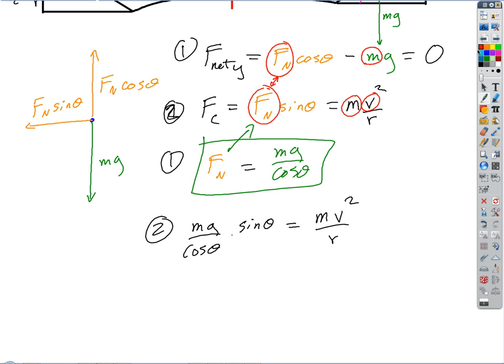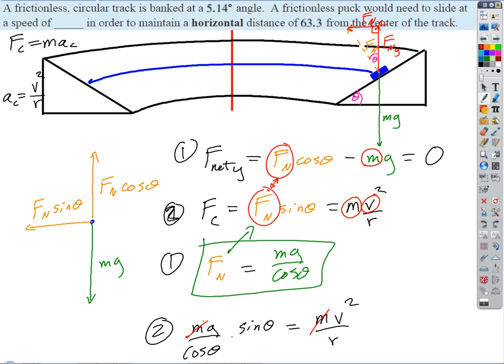Okay, but look what happened to my m's. They cancel, so we lucked out, right? We were able to cancel out one of the unknowns, and that's the physics gods' way of telling us what? We can do this. What are the physics gods telling us that's really profound about this situation? It doesn't matter, right? It's independent of mass. Good.